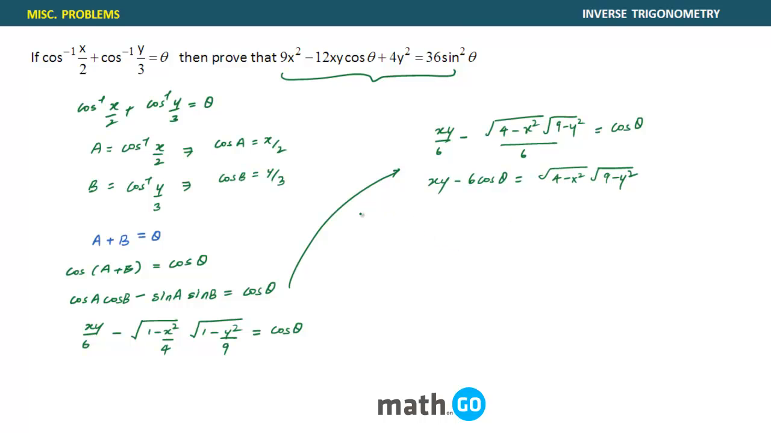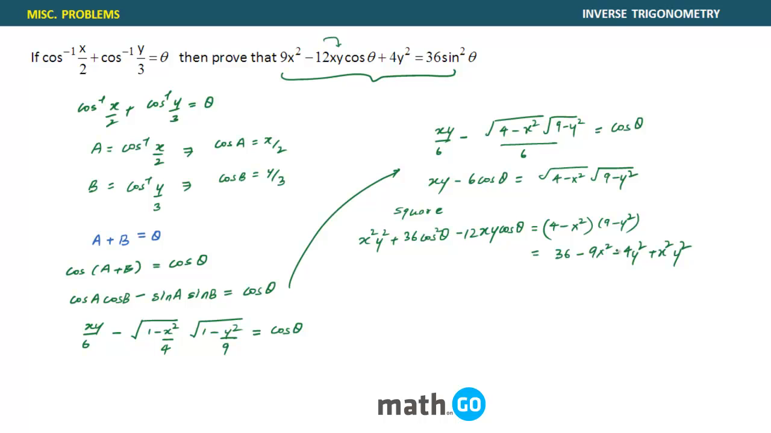So obviously it makes sense to now square, because we want to remove the under root. There is no under root in the question. So this becomes x square y square plus 36 cos square theta, minus 12 xy cos theta. Now if you see this minus 12 xy, this is there in your question as well. So that means somewhere down the line you are doing something correct. And this reduces to 4 minus x square into 9 minus y square. Now if you solve this, this becomes 36 minus 9x square minus 4y square plus x square y square, right?